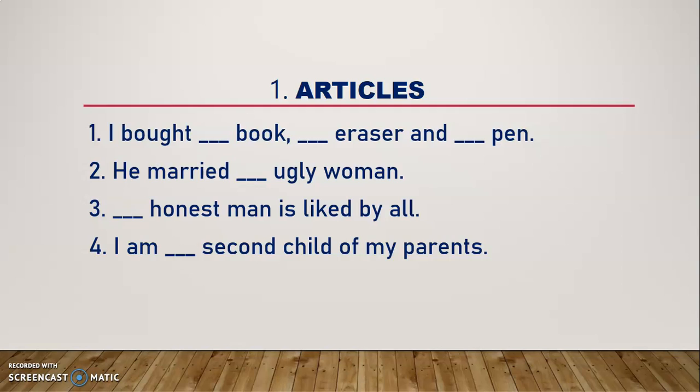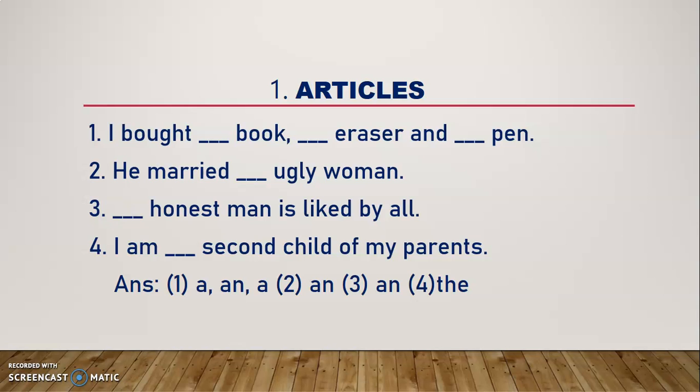Fourth one, I am the second child. The second, before the ordinal. Ordinal meaning first, second, in this order. Before any ordinal, we have to use the article the, that is the definite article. Answers are a, an, a again, an, the.